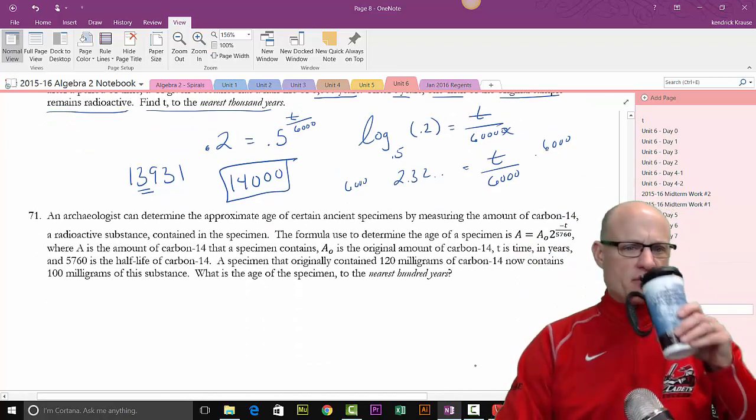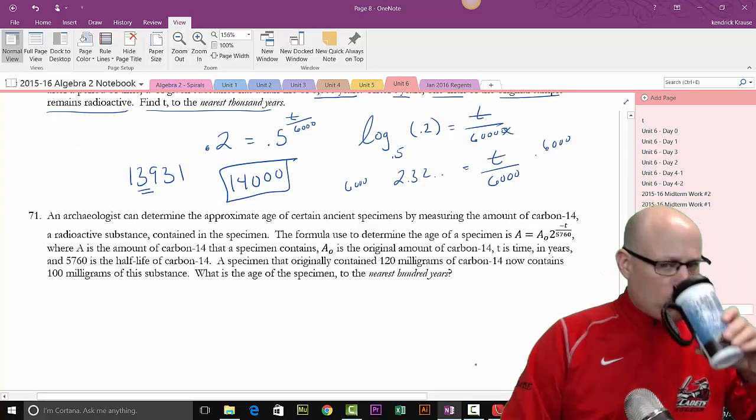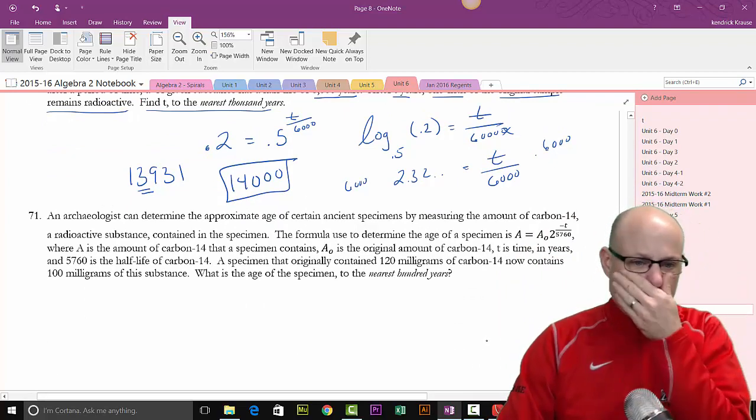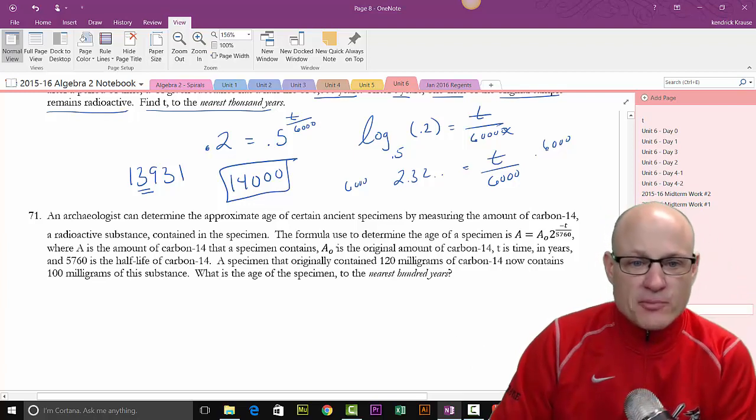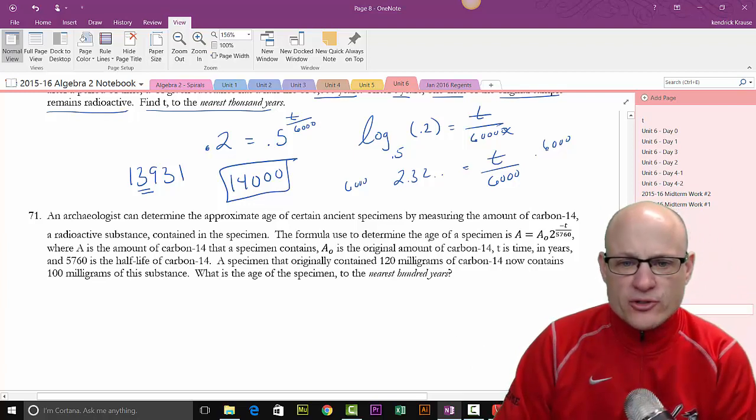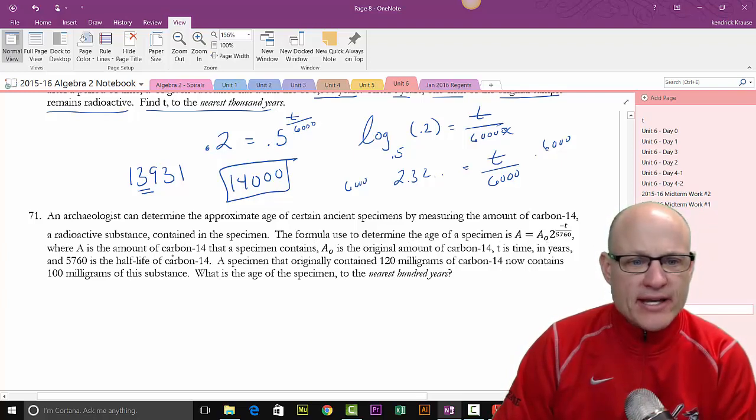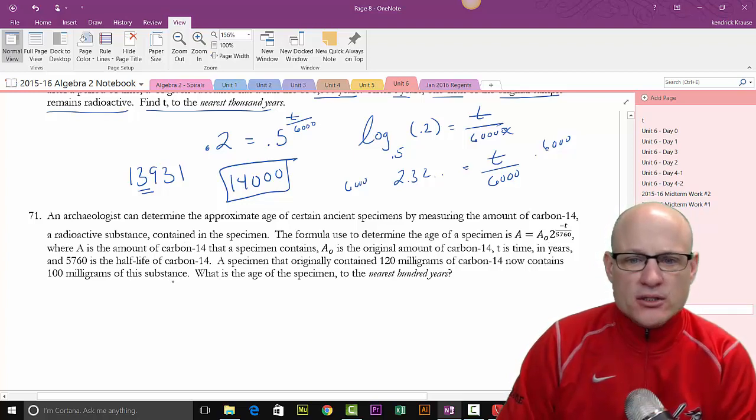An archaeologist can determine the amount of carbon-14, a radioactive substance, contained in the specimen. The formula used to determine the age of the specimen is that. Ooh, that looks complicated. Where A is the amount of carbon that the specimen contains. A0 is the original amount. Okay, so whatever. T is the time in years. 5760 is the half-life of carbon-14.